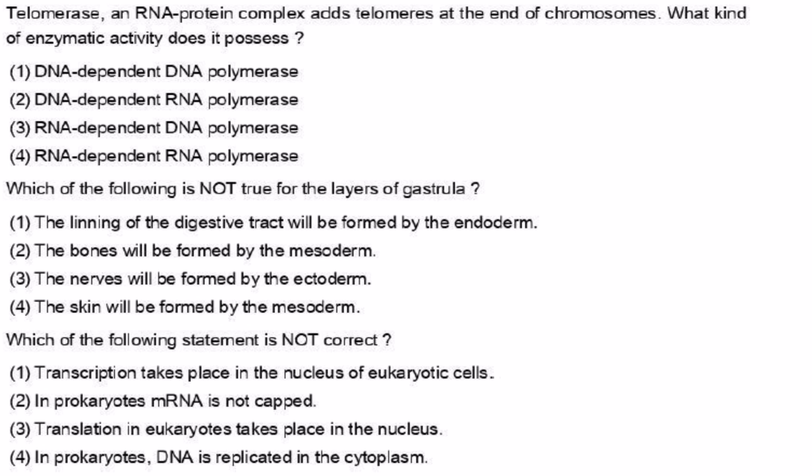Then next one. Telomerase, an RNA protein complex, adds telomeres at the end of the chromosome. Yes, it is during the DNA replication, because otherwise if the telomerase doesn't add these nucleotides at the growing ends of the chromosomes, then it can result in shortening of the chromosomes during DNA replication. So what kind of enzyme activity does it possess? It possesses the reverse transcriptase activity, or it is RNA dependent DNA polymerase. RNA dependent DNA polymerase is 3.